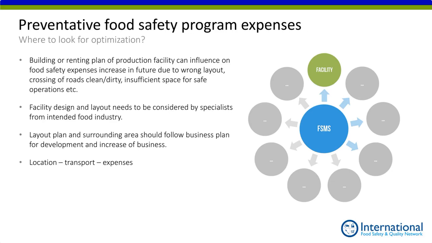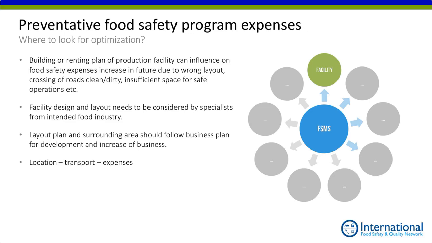Layout plan and surrounding area should follow the business plan for development and increase of business. Sometimes you think, okay, I'm going to build a facility that will produce, let's say, 500 kilograms or 5 tons of my product per day. But is this really following your business plan for the size of your facility? Maybe for the first or third year this size is okay. But have you already planned the potential for widening? If you build your facility near other facilities, how can you widen it?